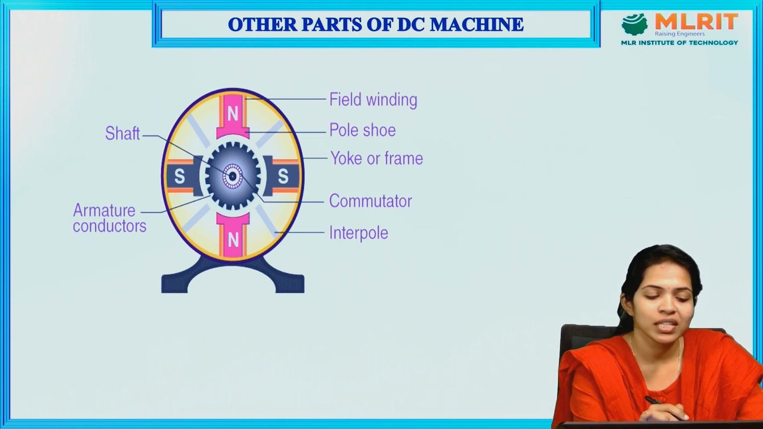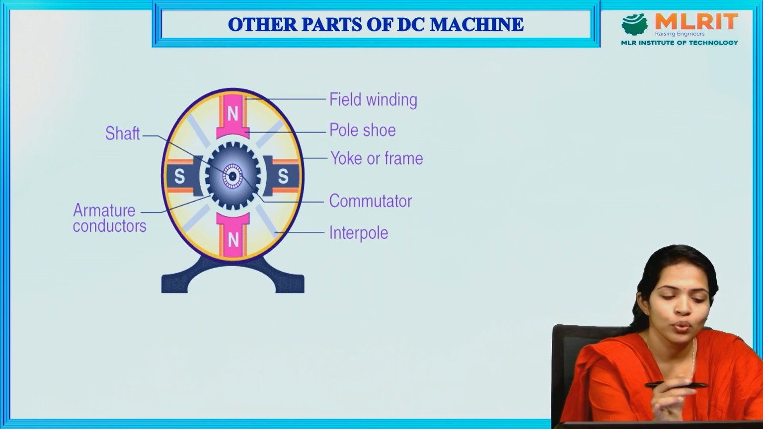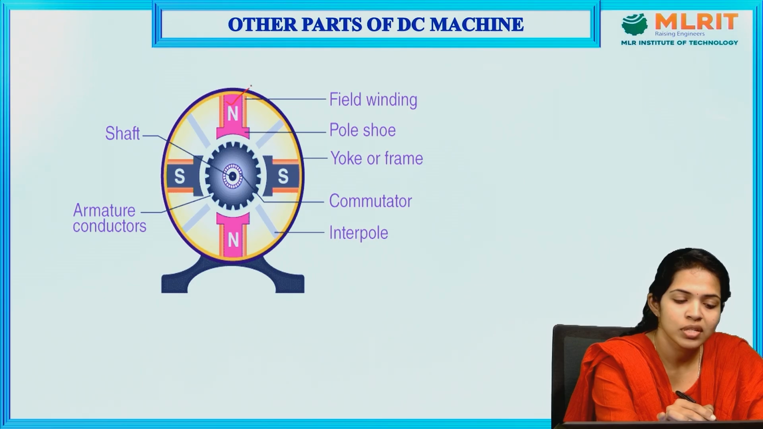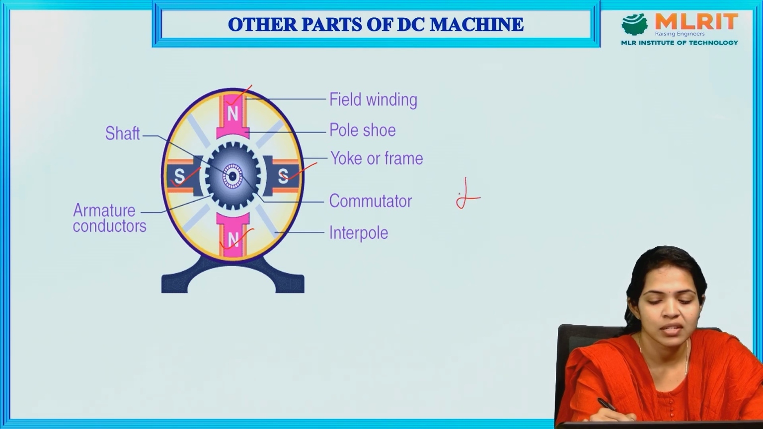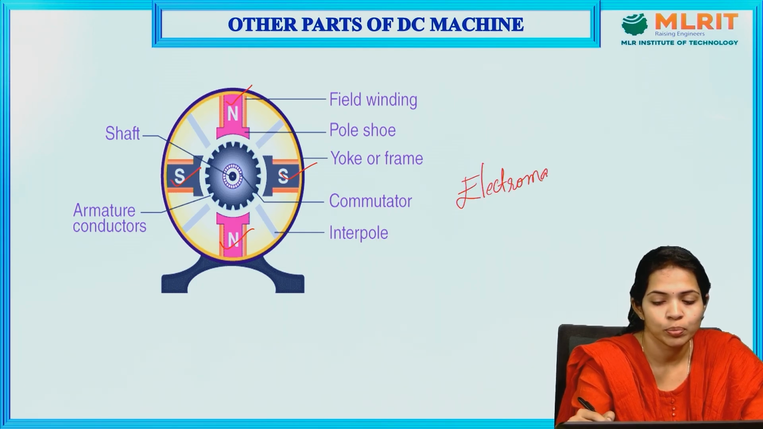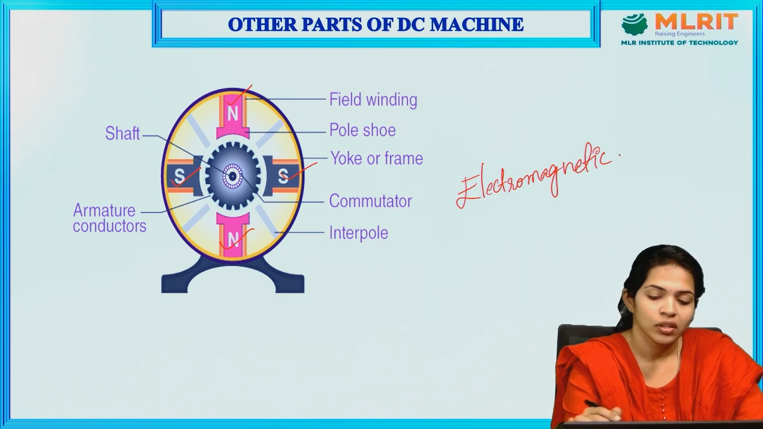This is a schematic diagram of a DC machine. Here you can see the poles, North Pole and South Pole. In DC machines, we use electromagnets to produce the magnetic field in the machine.